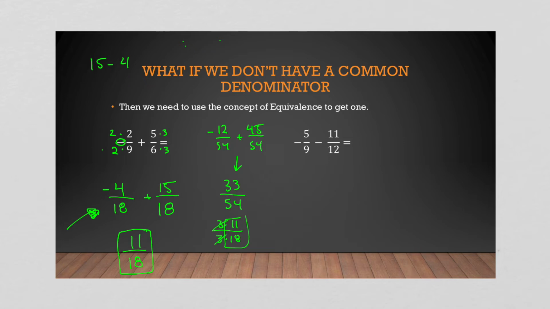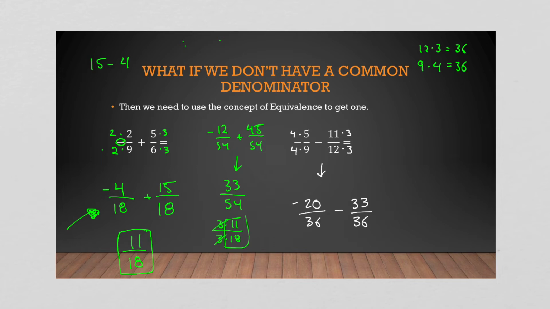So now let's look at the 5 over 9. Again, common denominator that isn't multiplying them by each other. Well, 12 times 3 is 36. 9 times 4 is 36. There she is, right? So multiply by 3, multiply by 3, multiply by 4, multiply by 4. So I use my equivalence principle. So minus 20 over 36, minus 33 over 36.